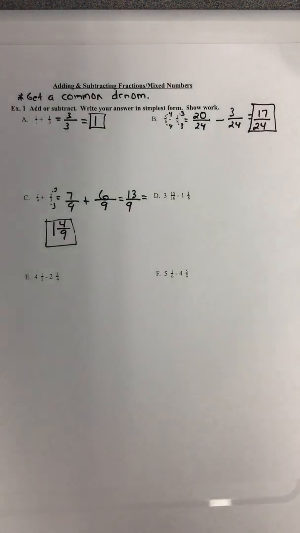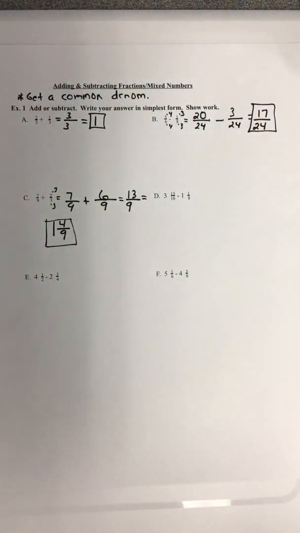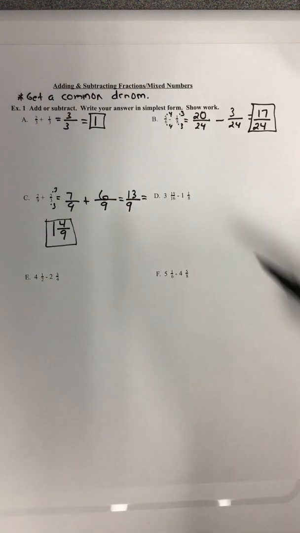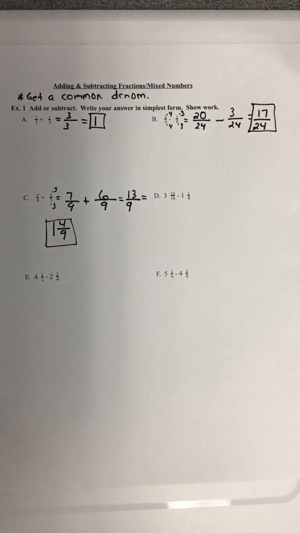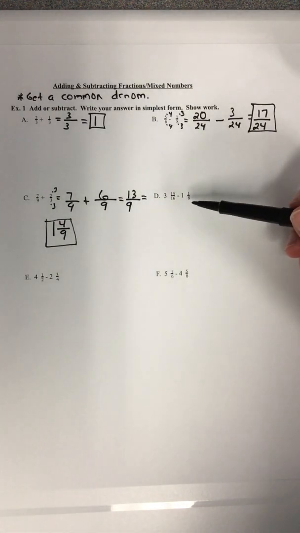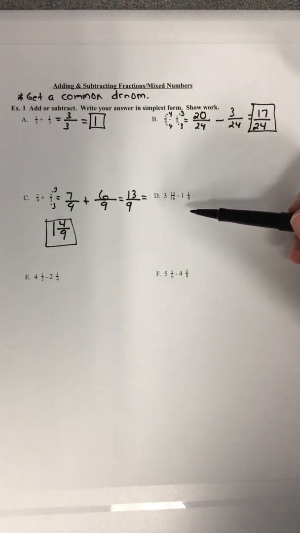Okay, on D, now I'm running into subtracting with some mixed numbers. Now, what we're going to learn with multiplying and dividing is that I have to rewrite those as improper fractions or top-heavy fractions, as some people refer to them as. To be able to multiply and divide, I have to do that. To be able to add and subtract, I do not have to do that. I could do that if I wanted to.